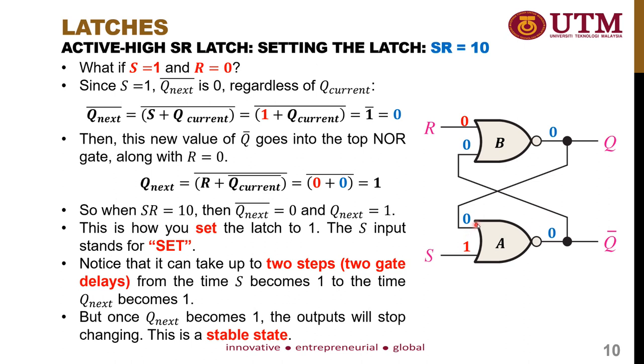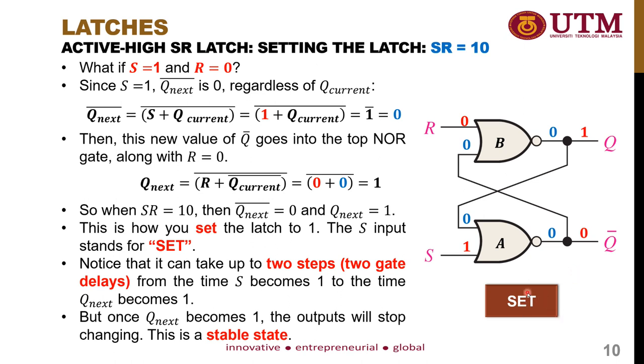And then when we operate the NOR condition of 0 plus 0 equals 0, and then we complement the value of 0, so the Q next value will become 1. And 0 plus 1 equals 1, and then we complement the value of 1, so the Q bar next will become 0. So when we achieve this condition, it is called set. When the SR latch achieves this state, it is stable because it is set.